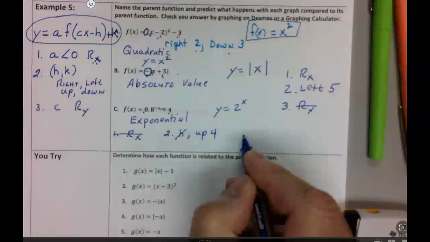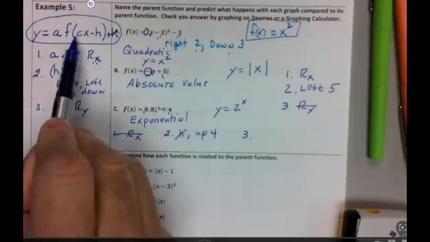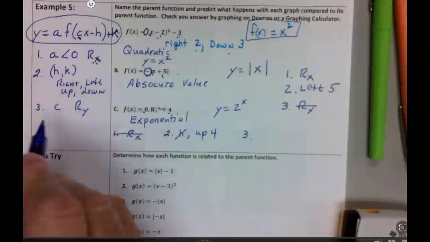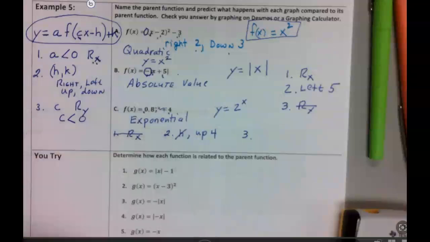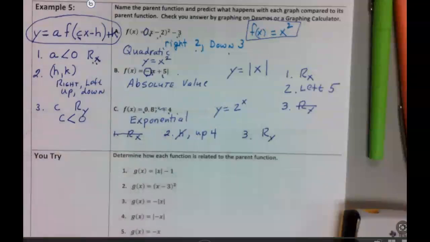And then, is there a negative in front of the x? Is there a negative right here? That means c is less than 0, correct? There is, isn't it? So this one here is going to be reflected across the y-axis. It's going to be flipped this way. It should be, correct? Well, let's find out.